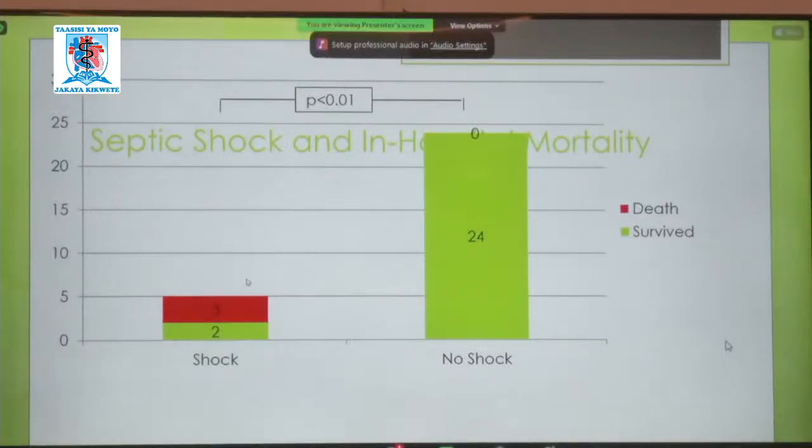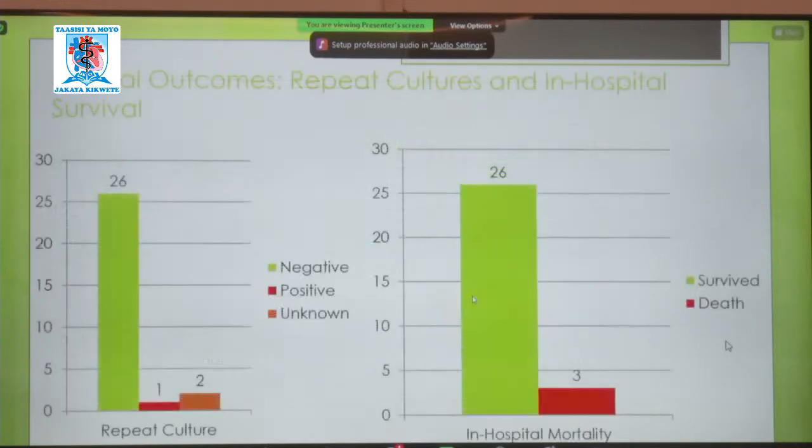We had no intraprocedural death, no vascular complication, some blood loss, 1/4 needed transfusions, and there was a good reduction in almost all cases. The only patients to have died in the index hospitalization were 3 out of 5 who were in cardiogenic shock. Those who were not in shock all survived. And those who had repeat negative cultures also all survived. There were some that still had positive cultures.